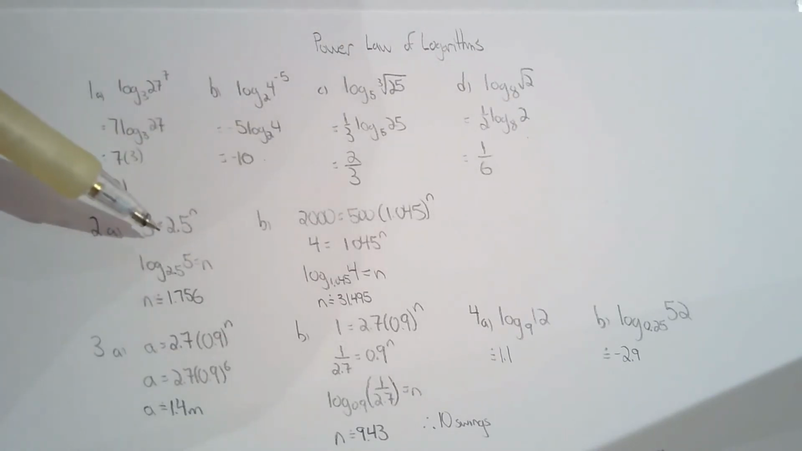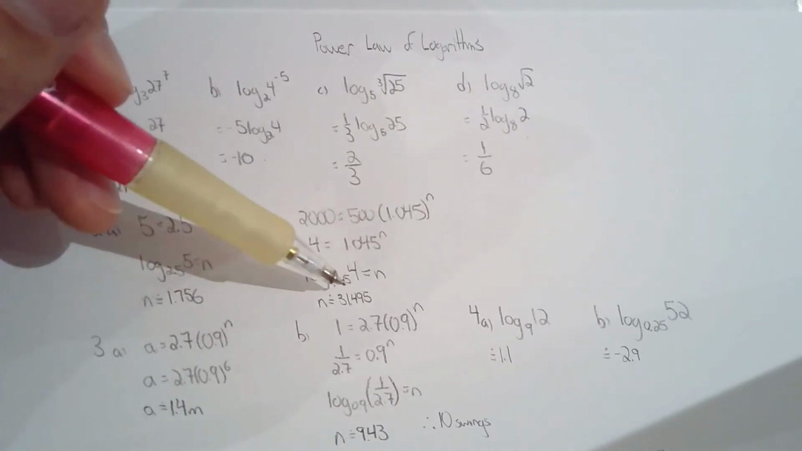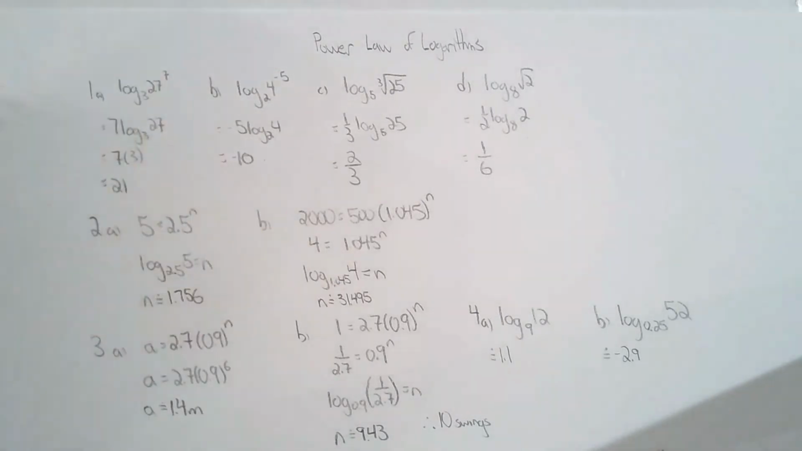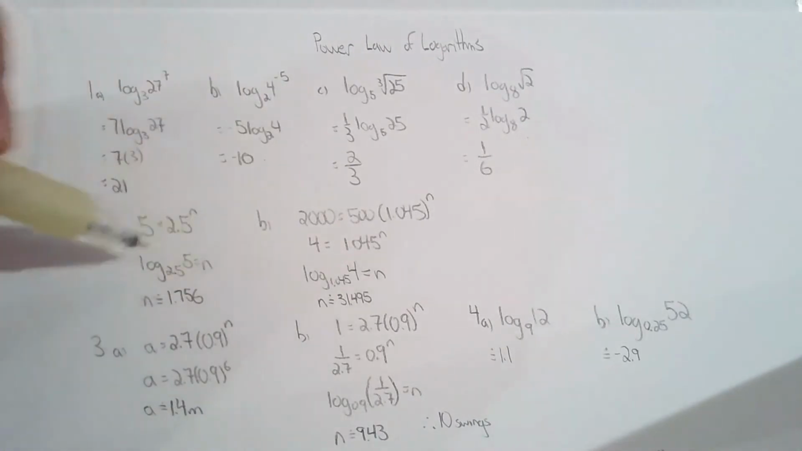For number 2, now that you know the change of base formula, you can evaluate these logarithms and find an approximate value. So it's about 1.756, 31.495. So yeah, I use a change of base formula to find out what the approximate values are.